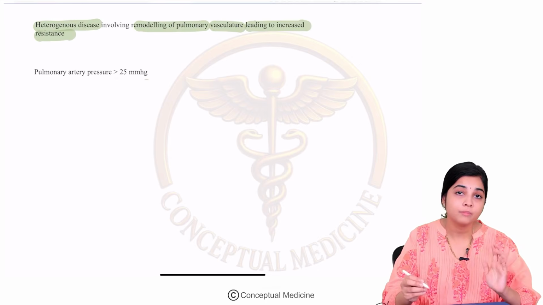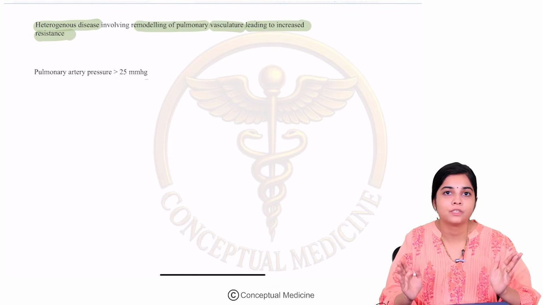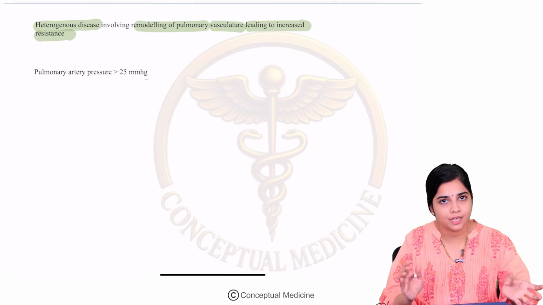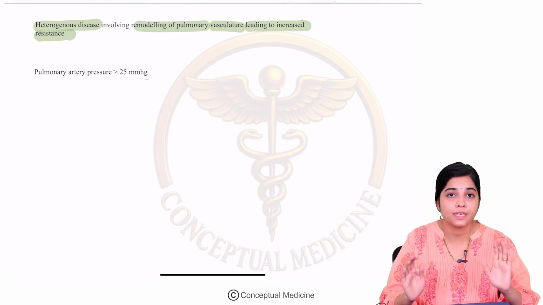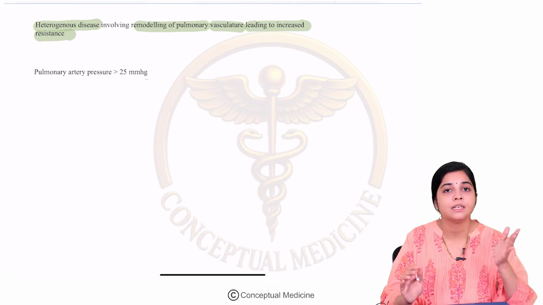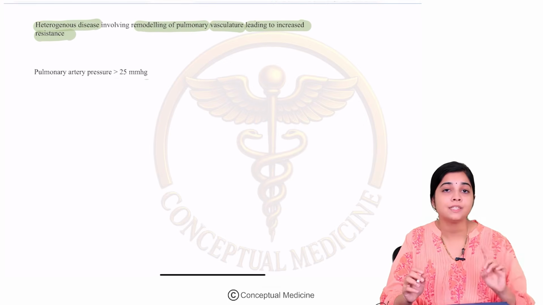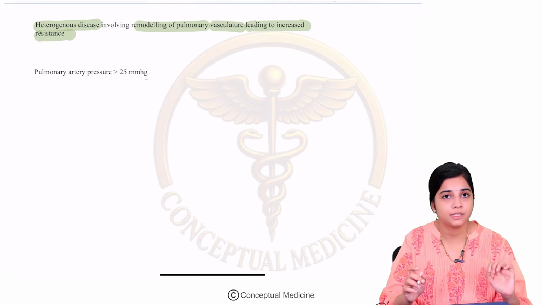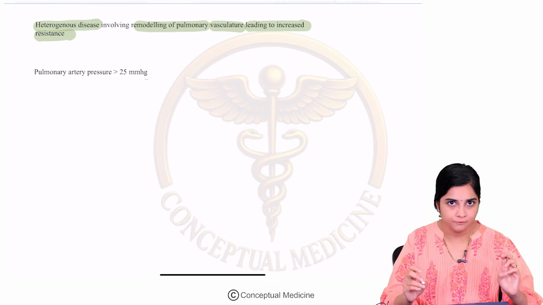The most common causes: pulmonary hypertension is most often secondary to a chronic left heart disease or due to an underlying pulmonary disorder, right? So any problem with the lungs or any problem with the left side of the heart can result in pulmonary hypertension as well. Whenever pulmonary hypertension develops, which side of the heart is predominantly affected? It is the right side. So the RA and the RV are the most common chambers which are affected.